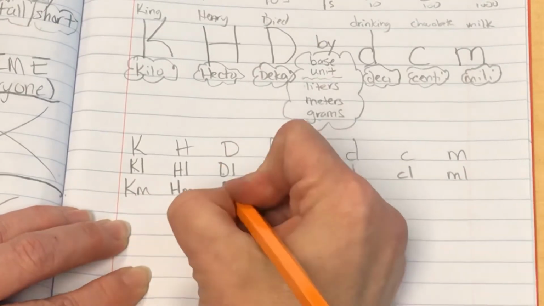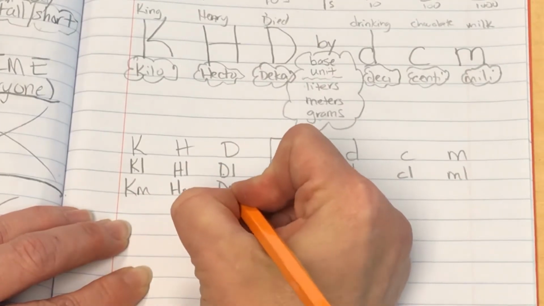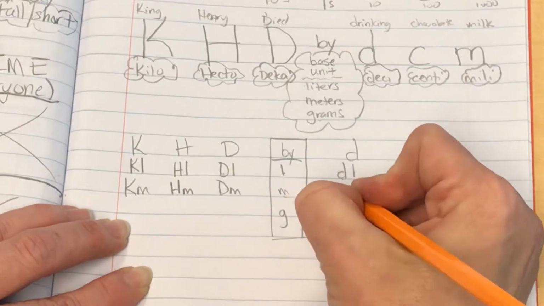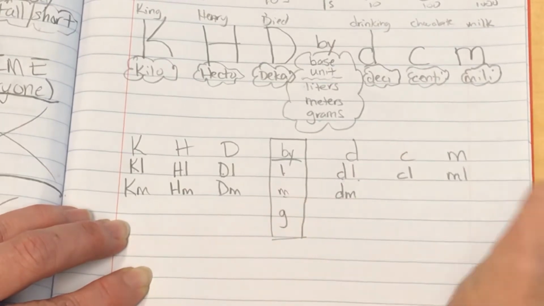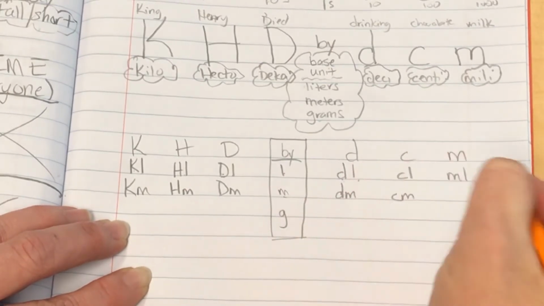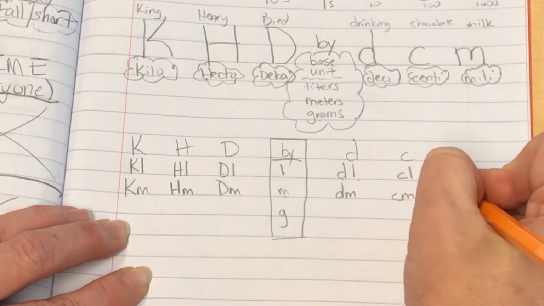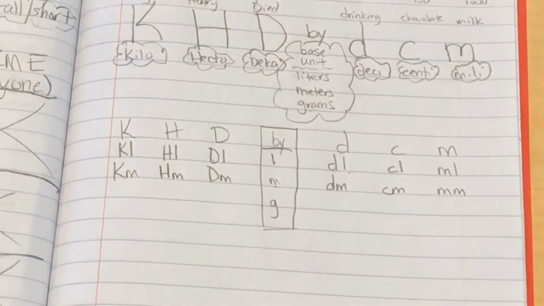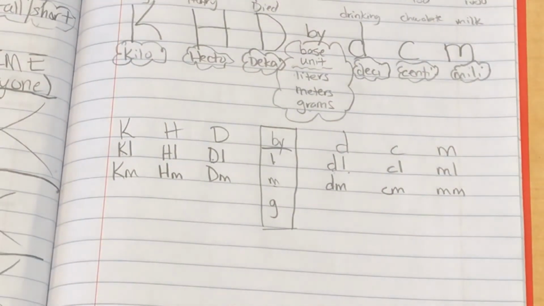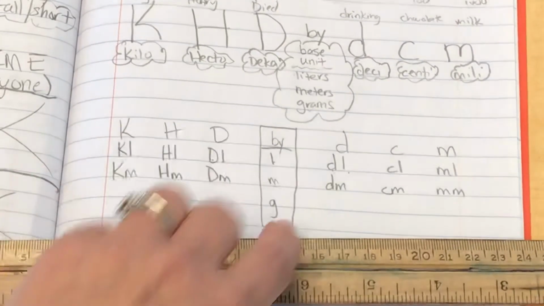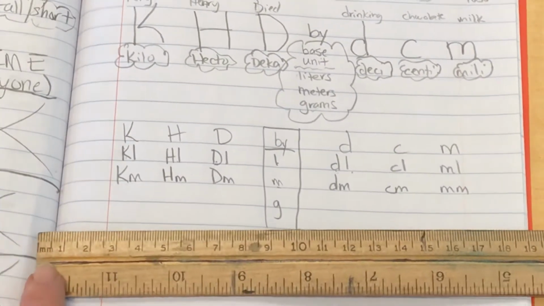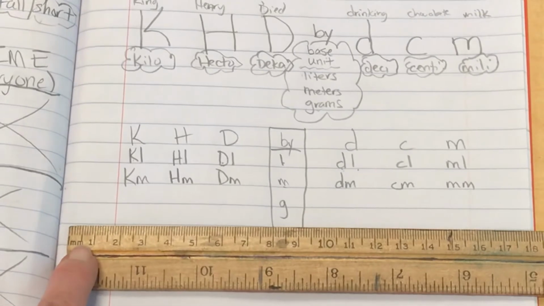Hectometers and decameters. What would this one be? Decimeters. We've used that word. Centimeters. We definitely use that word. And millimeters. We've used that word. In fact, on this, if you look here, this says mm, which is millimeters.